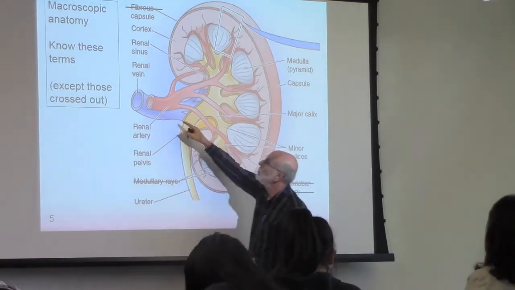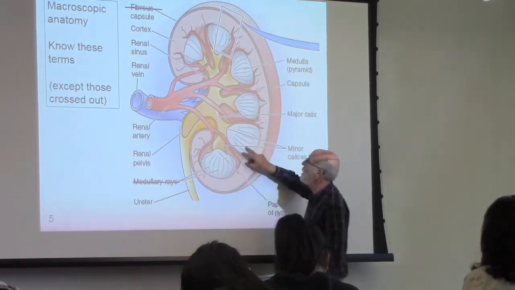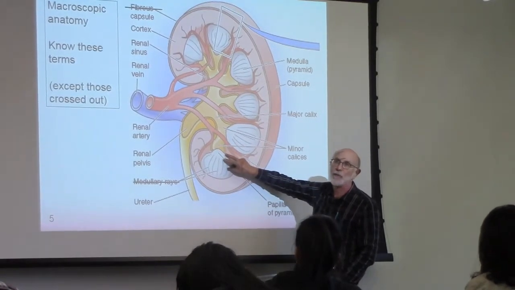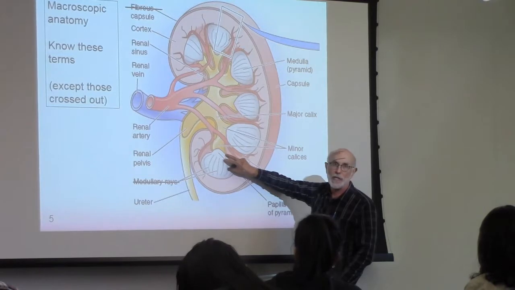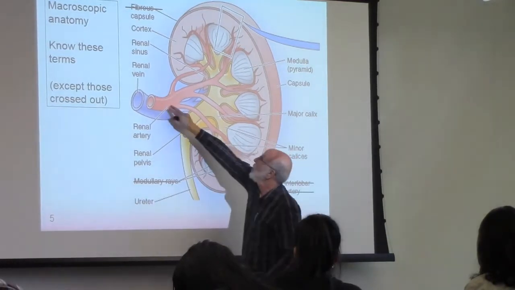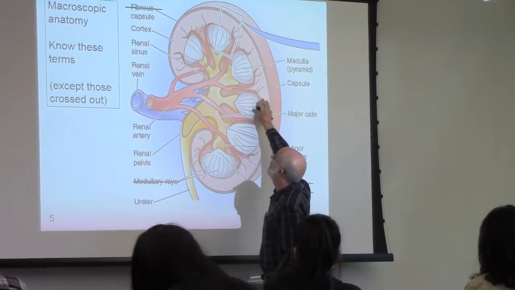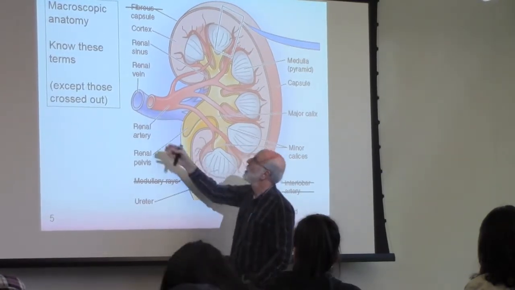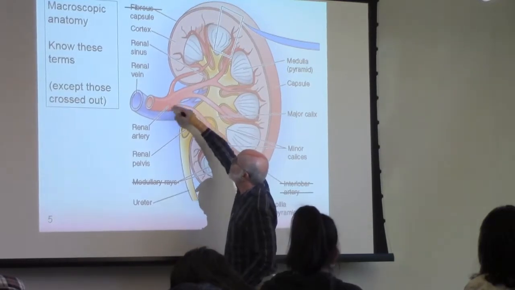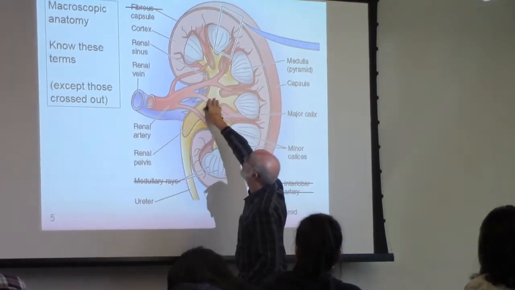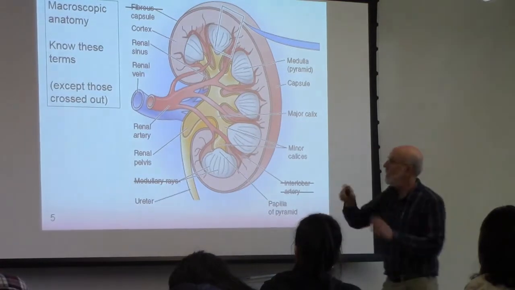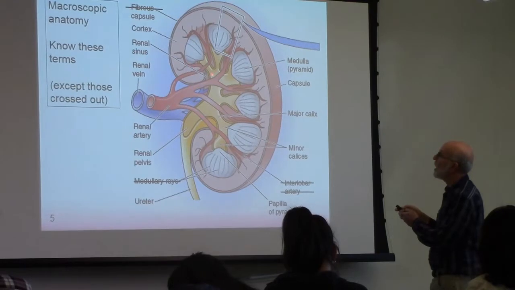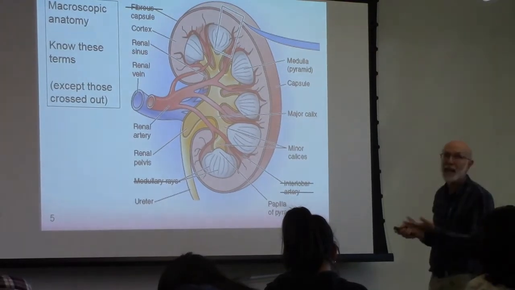The blood flow: the renal artery is going to provide blood to the cortex and the medulla, and we'll talk about the microscopic circulatory system in a minute. Renal artery feeds blood to these structures. The renal vein is going to drain blood from these structures, and both the renal artery and the renal vein enter the kidney in the most concave part of the kidney called the renal sinus.